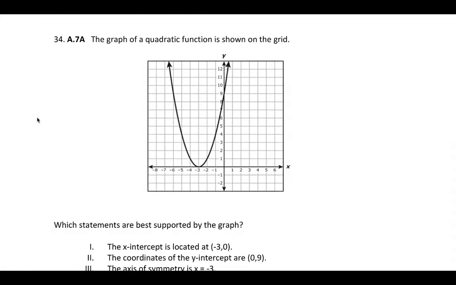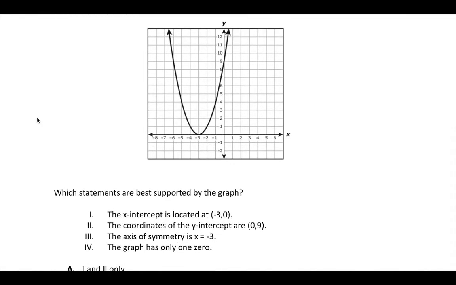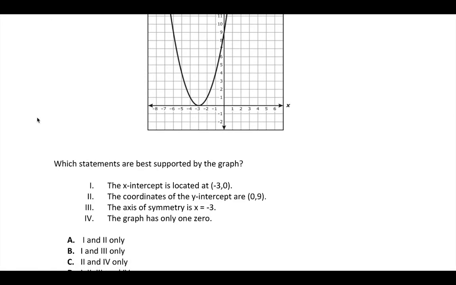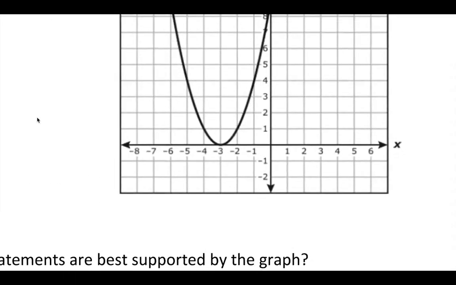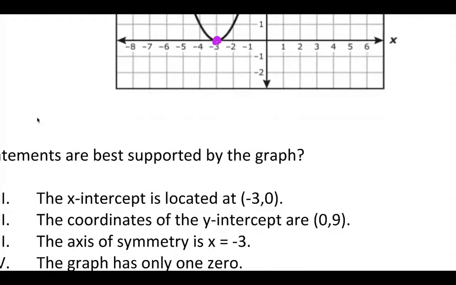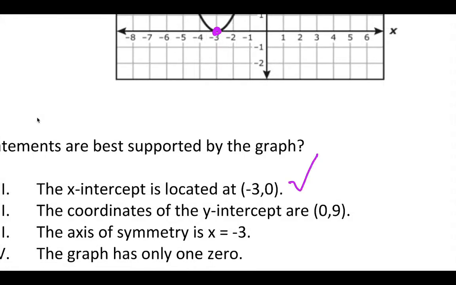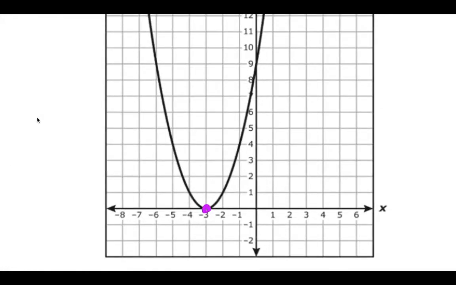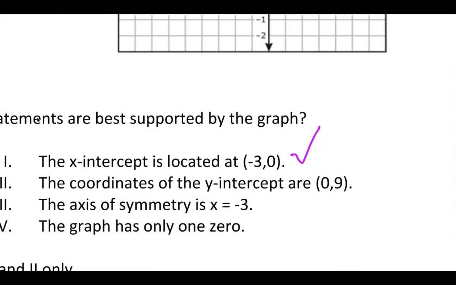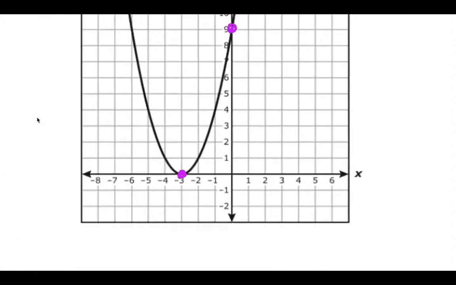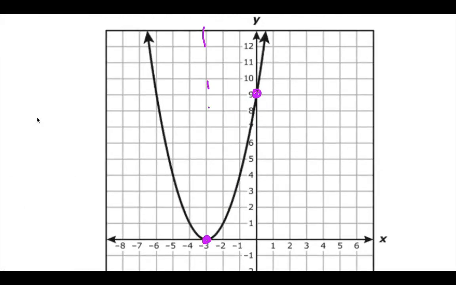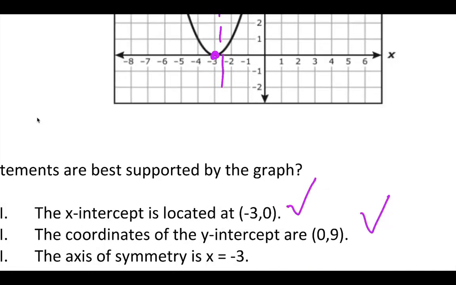Which statement is best supported by the graph? The x-intercept is located at -3, 0. Yes, there's my x-intercept. The y-intercept is 0, 9. Yes. The axis of symmetry is x equals -3. Yep, that's where it would divide straight down the middle.